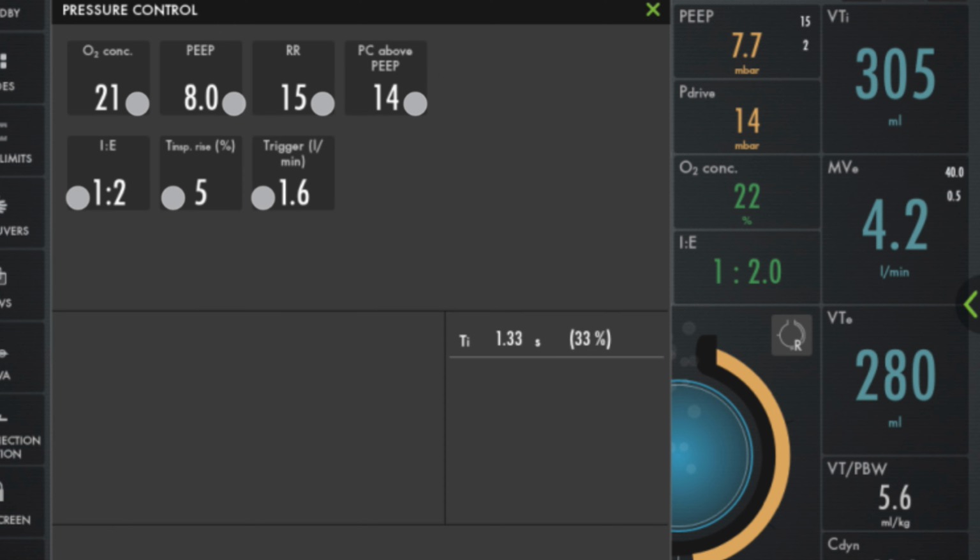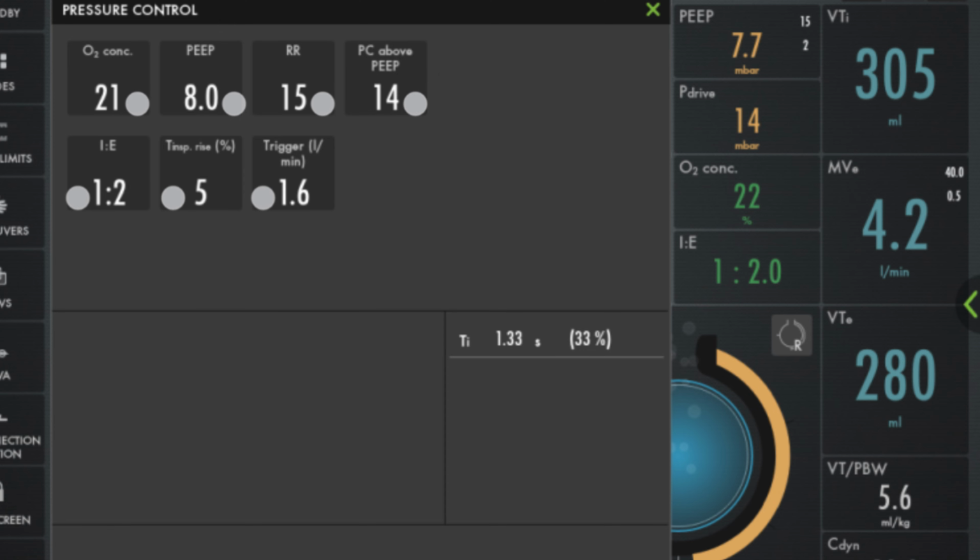FiO2, fraction of inspired oxygen. It means the percentage of oxygen delivered to the patient. The normal setting is 40 to 60%. Respiratory rate, the number of breaths delivered by the ventilator per minute. Normal setting is 12 to 16 per minute. I:E ratio means the duration of inspiration compared to expiration during mechanical ventilation. It's a key parameter that affects gas exchange, lung mechanics and patient comfort. Normal setting is 1:3 to 1:5.